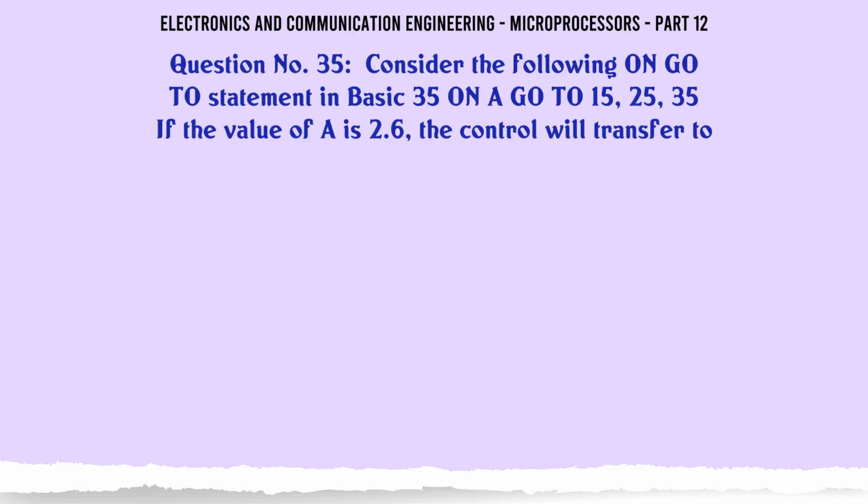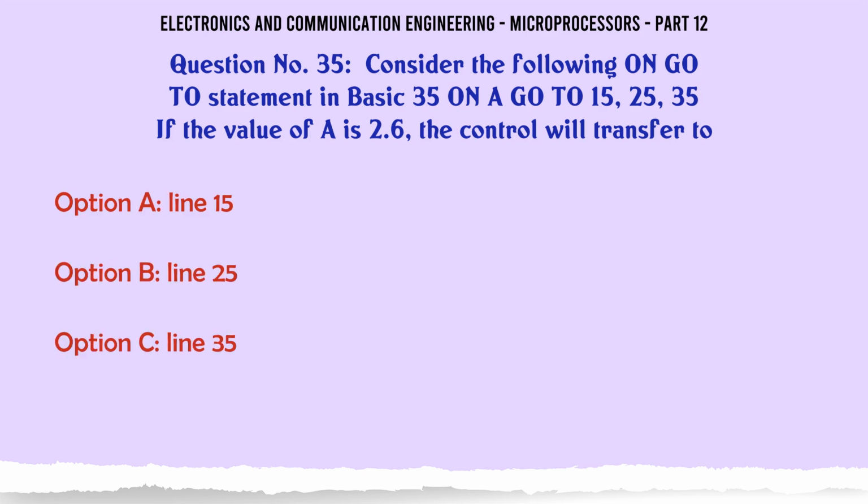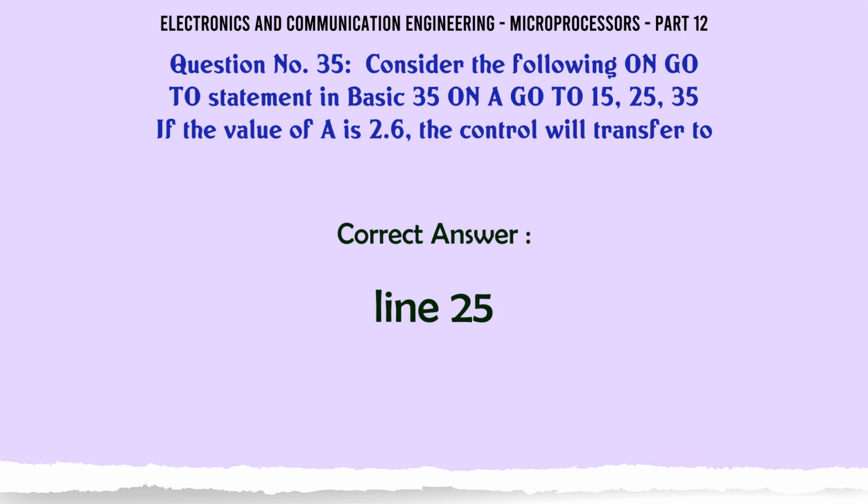Consider the following on GOTO statement in BASIC: ON A GOTO 15, 25, 35. If the value of A is 2.6, the control will transfer to A. line 15, B. line 25, C. line 35, D. any of the lines 15, 25 or 35. The correct answer is line 25.